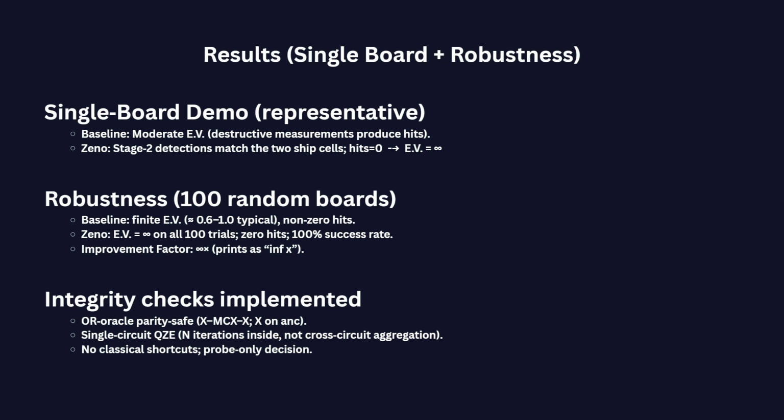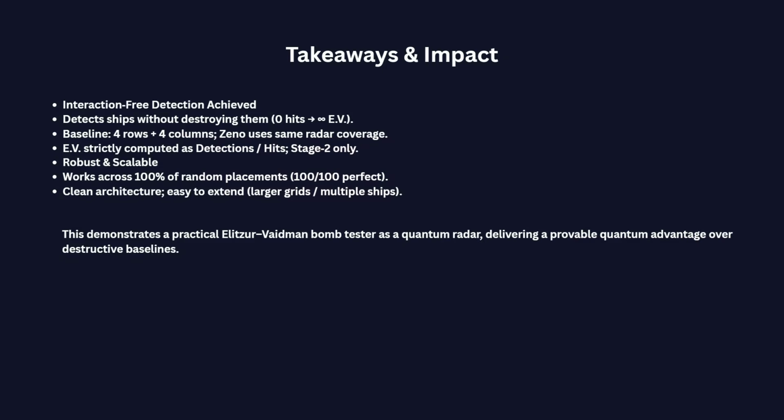So, as the demo just proved, our results are conclusive. The baseline is inefficient and destructive, with an EV score of around 0.5. Our Zeno algorithm achieved a perfect infinite EV score on all 100 trials. It had a 100% success rate with 0 hits. In conclusion, our quantum radar leveraging the quantum Zeno effect successfully demonstrates a practical Elitzur-Vaidman bomb tester. So we achieved the core objective, detecting the ship without interacting with it, delivering a provable quantum advantage over classical or destructive methods.